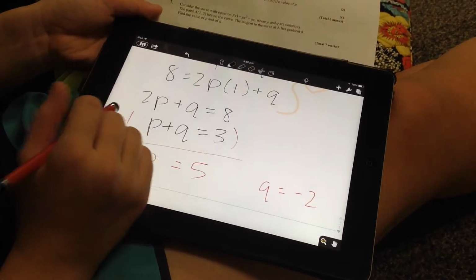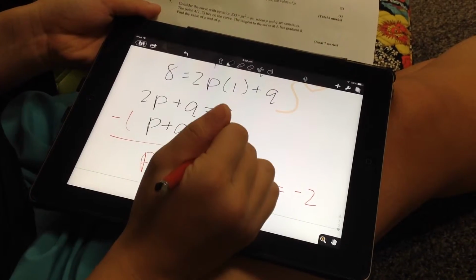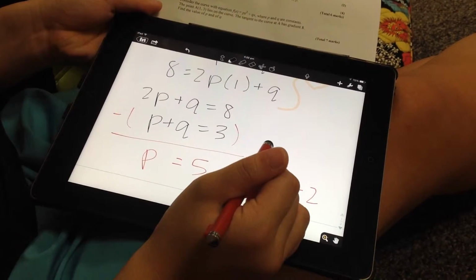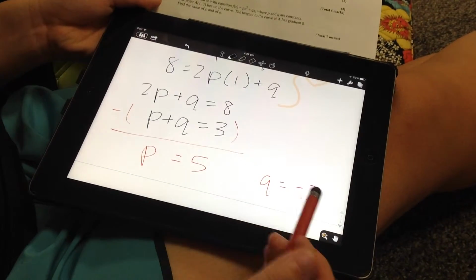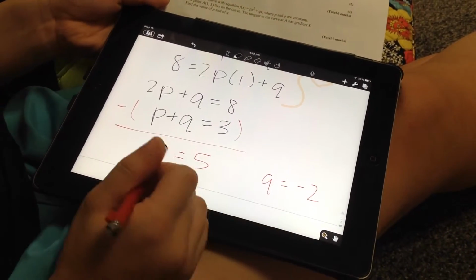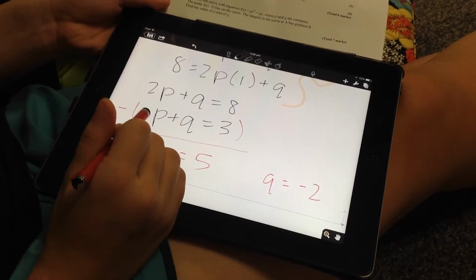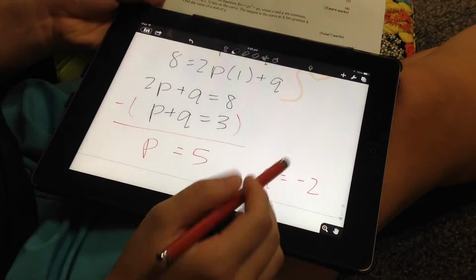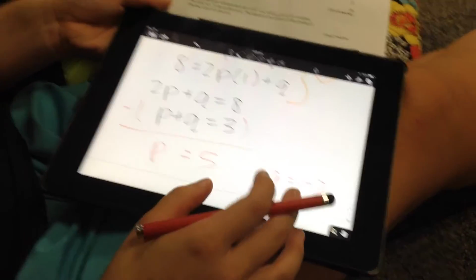And I subtracted the bottom equation right here using the process of elimination, and then I found that p equals 5. And then when you plug this back in here, 5 plus q equals 3, so q equals -2. And that is your answer.